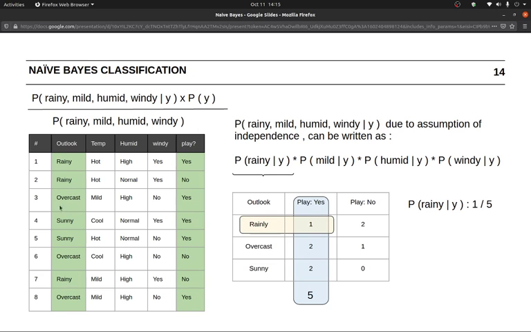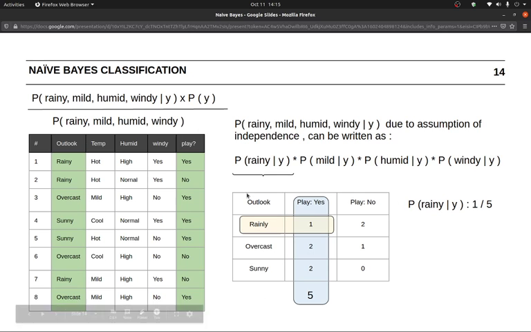Third observation is the day being overcast but we play, so it goes here. Fourth becomes sunny and we play, it goes here. Again sunny but we play, this becomes 2. Overcast we don't play, we have one observation here. Windy we don't play, this was 1 earlier, now it becomes 2. Finally overcast, yes, this becomes 2. That's how we arrive at this table.